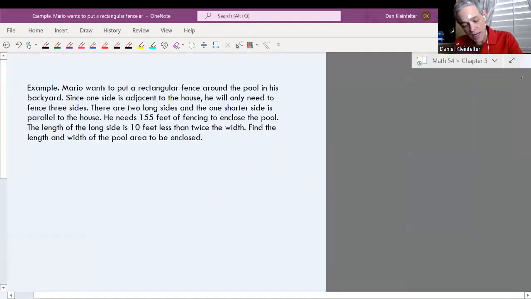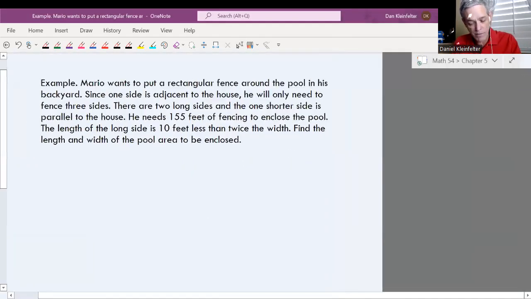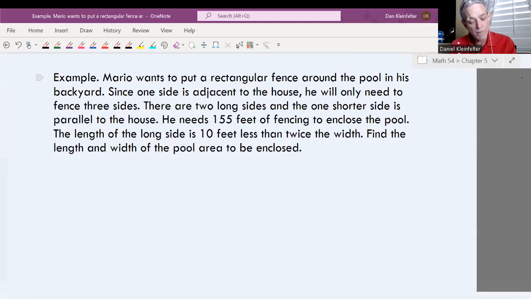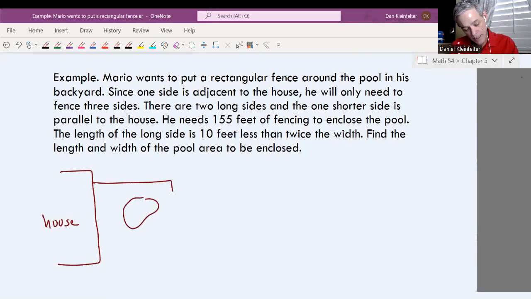This one is kind of geometric again, kind of longer, but don't be put off by the size of this thing. We can do it. Here it says Mario wants to put a rectangular fence around the pool in his backyard. Since one side is adjacent to the house, he will only need to fence 3 sides. So a little sketch can help. Here's the house, there's going to be the pool. He's going to put a fence around 3 sides.